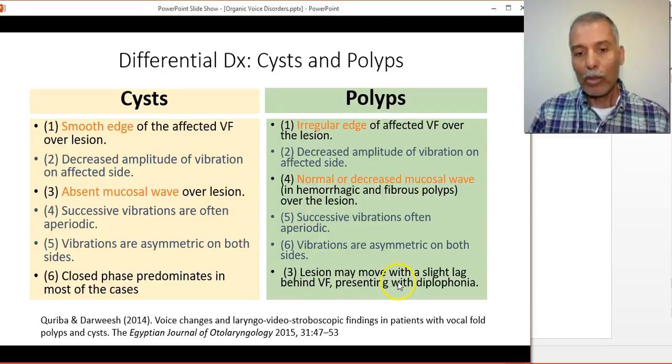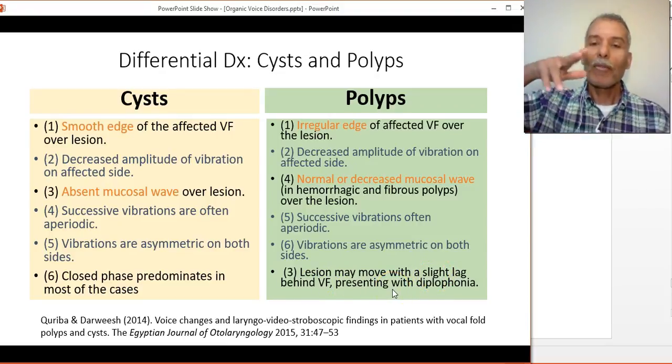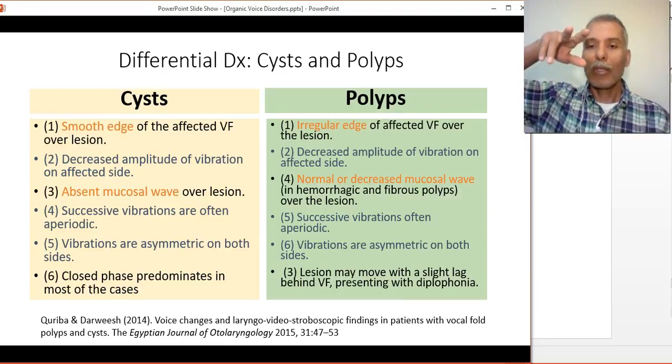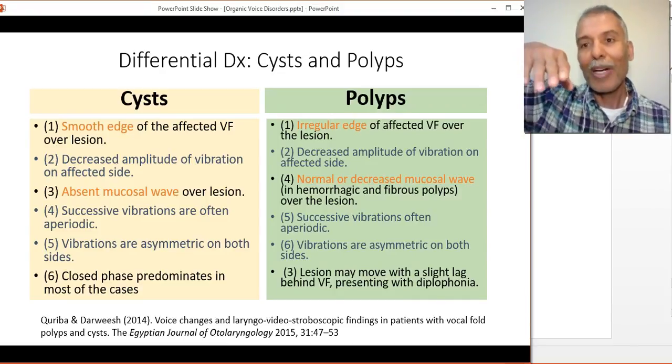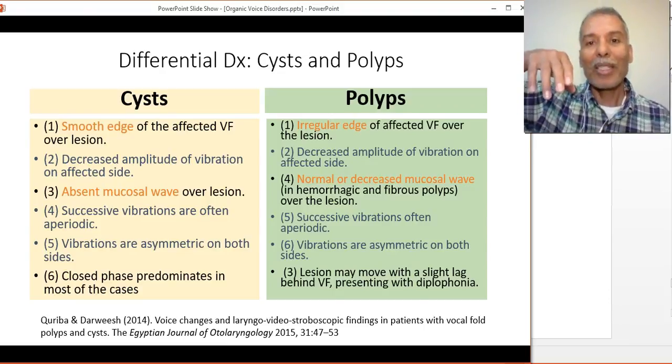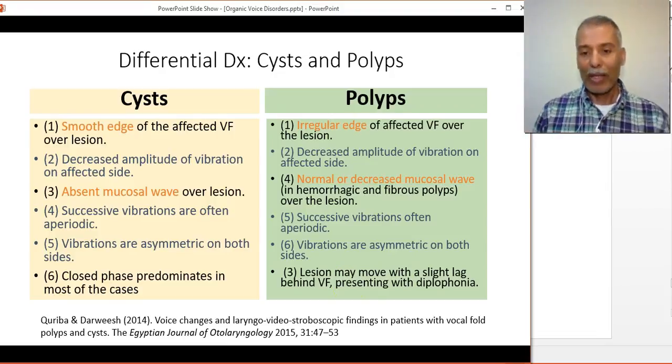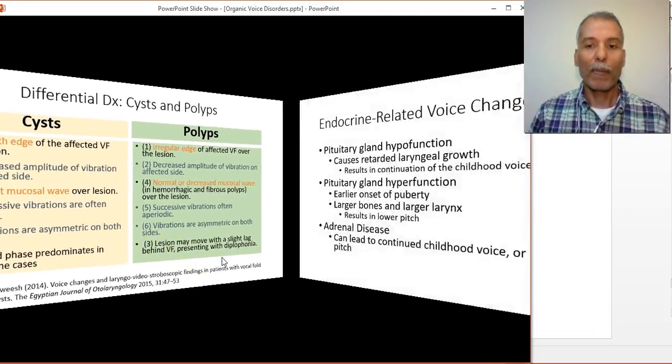And the lesion may also move with a slight lag behind the vocal folds. So you have two vibrations. The vocal fold edges are vibrating, and the mass itself is going to vibrate, but because it's heavy, it will vibrate a little bit later than the edges, and that is going to create that diplophonic voice.